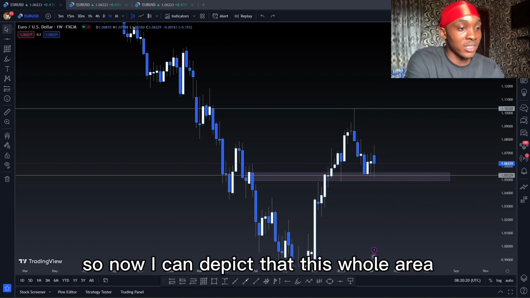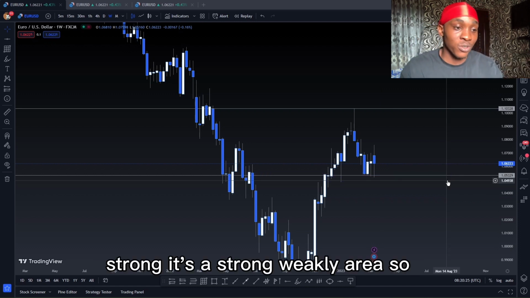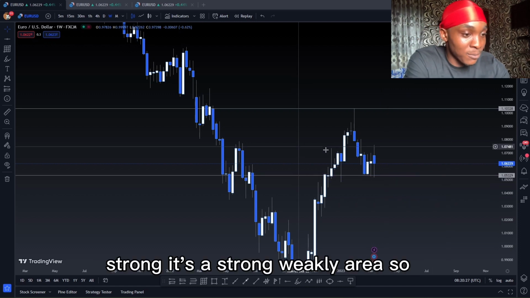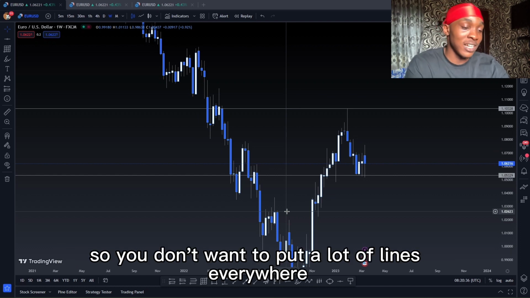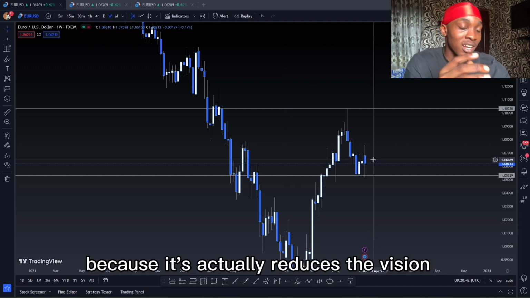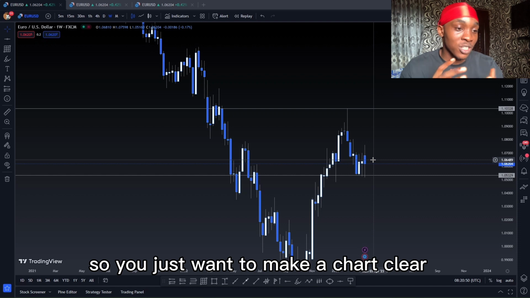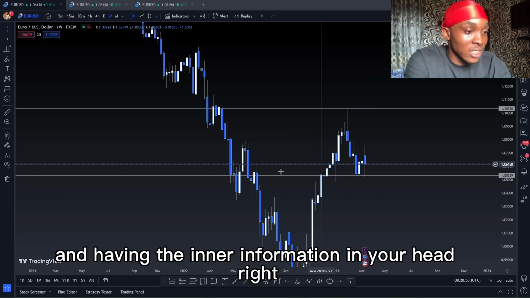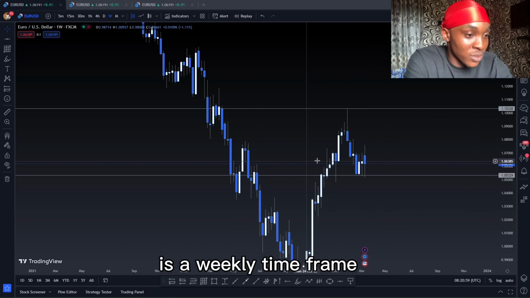So now I can depict that this whole price region is a very strong weekly area. Our advice: the cleaner your chart, the better for you. You won't want to put a lot of lines and objects everywhere, because it reduces the vision and reduces the clarity you get from the chart. You just want to make your chart clean, having the information in your head, right? So now you know that around the 1.050 region, it's a key area on your weekly time frame.